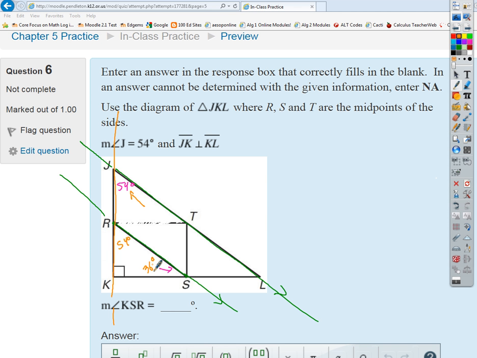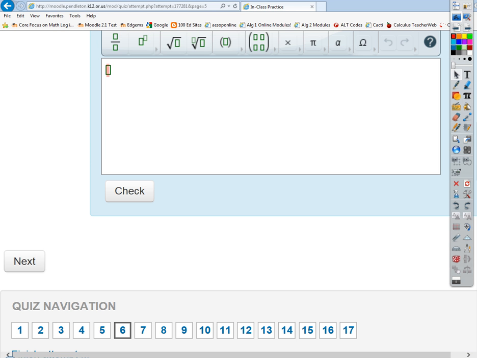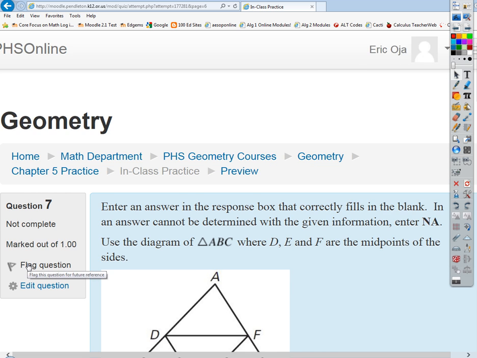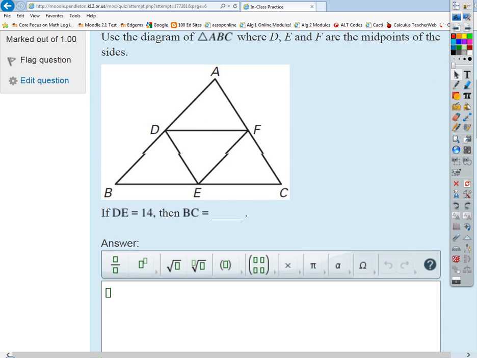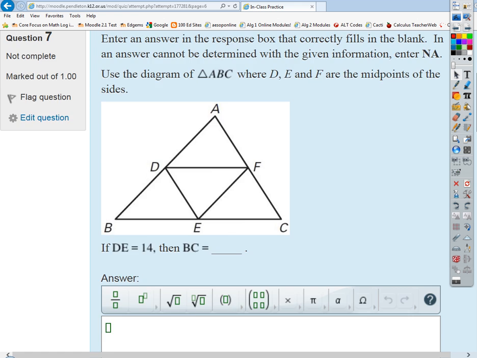Okay, once again, what made this possible? This would have been hard to do if I didn't draw on the picture, right? Drawing on the picture is so important in geometry. Okay, all right, moving on. Maybe we can skip this one. That's an easy one. We did that one yesterday.